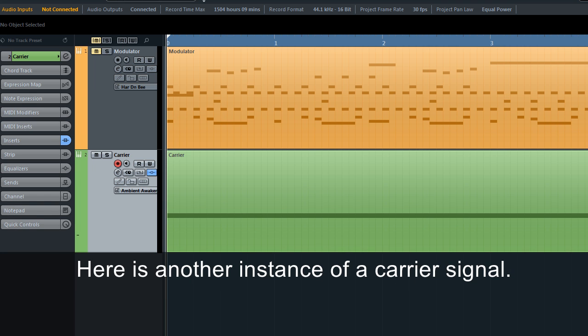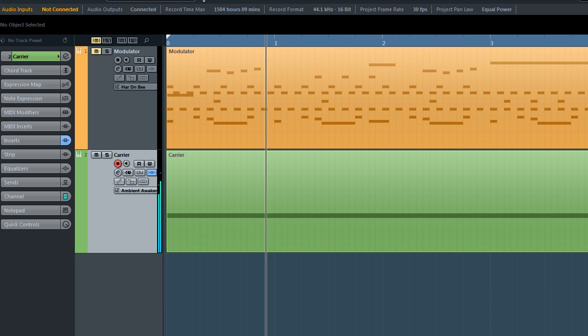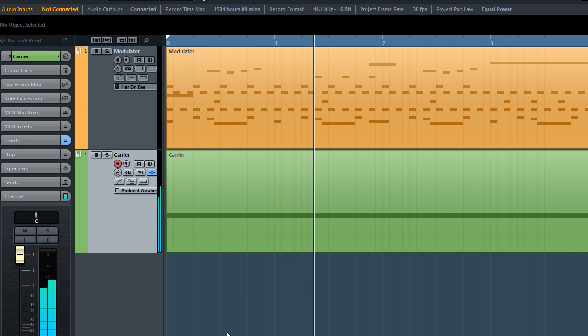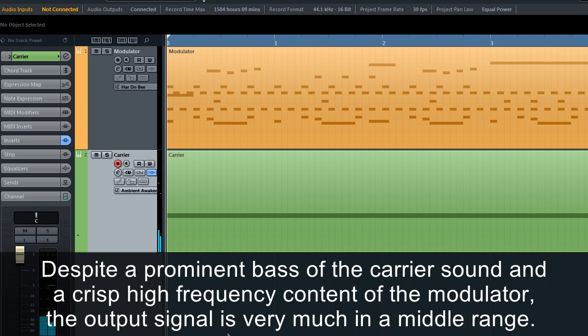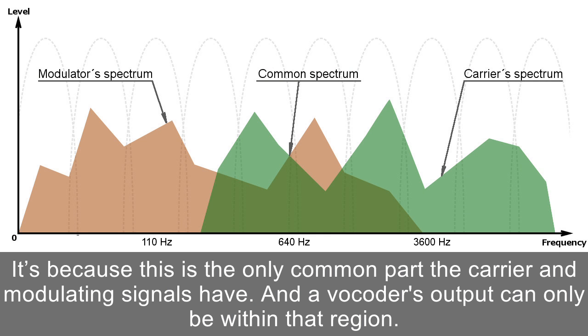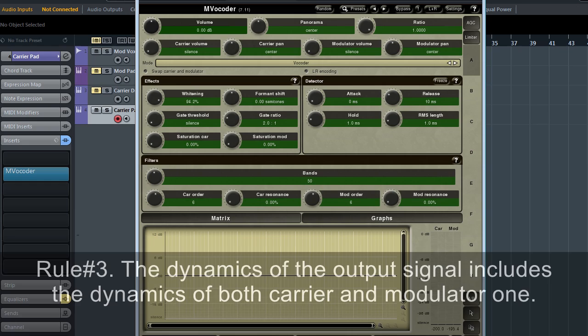Here is another instance of a carrier signal. And a modulator. And the MVocoder's output is... Despite a prominent bass of the carrier sound and a crisp high-frequency content of the modulator, the output signal is very much in a middle range. It's because this is the only common part the carrier and modulator signals have, and a vocoder's output can only be within that region.